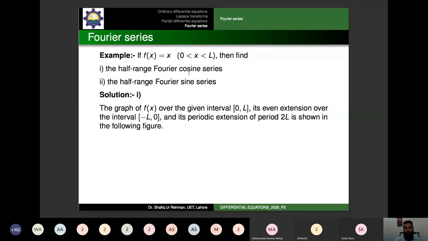For the half range Fourier cosine series, we have to make it an even function, just like the graph of mod of x, symmetric about the vertical line. And for the half range Fourier sine series, it should be a straight line passing through the origin, bisecting the first and third quadrants. This is how you start. I give you an idea. The graph of f of x over the given interval from 0 to L. You need to pick this portion of the graph against that interval. It's an even extension because we are going to talk about the Fourier cosine series.